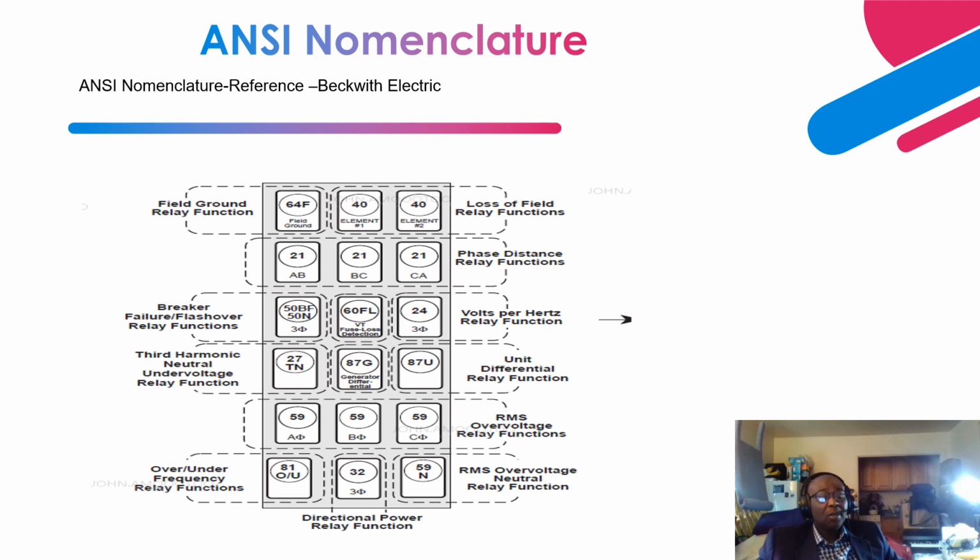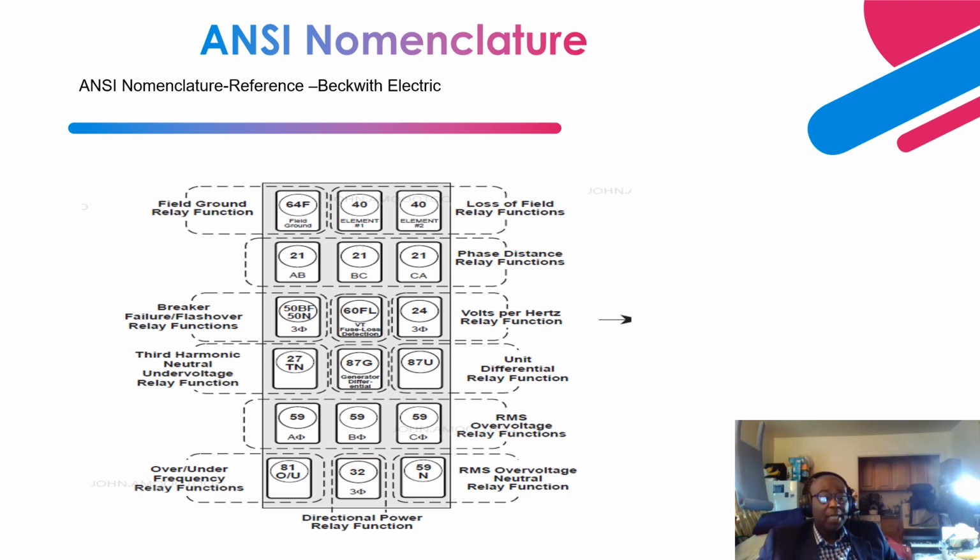The 59G or 59N relay can only detect ground faults up to about 95% of the winding from the generator terminals toward the neutral. So the remaining 5% is not protected. The 59G or 59N relay cannot detect ground faults on the remaining 5%. So we utilize the third harmonic neutral undervoltage to complement it and cover the remaining 5%.